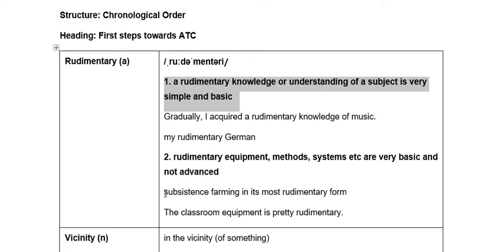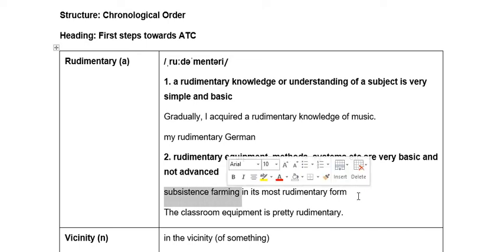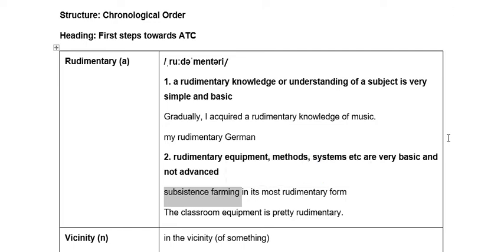Subsistence farming is in its most rudimentary form. What does it mean by subsistence farming? Subsistence farming is when the farmers do farming just to sustain their life. So the products that they can produce are actually used for their own survival. They consume what they produce, and they do not have extra to sell to other people. So that is called subsistence farming. The classroom equipment is pretty rudimentary.